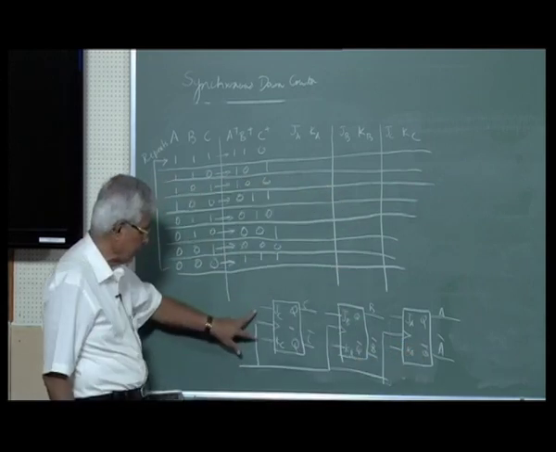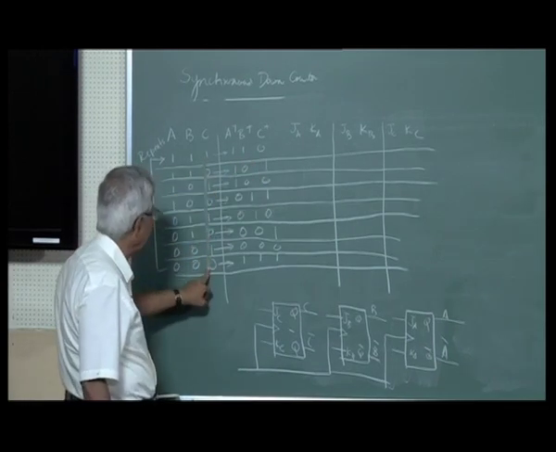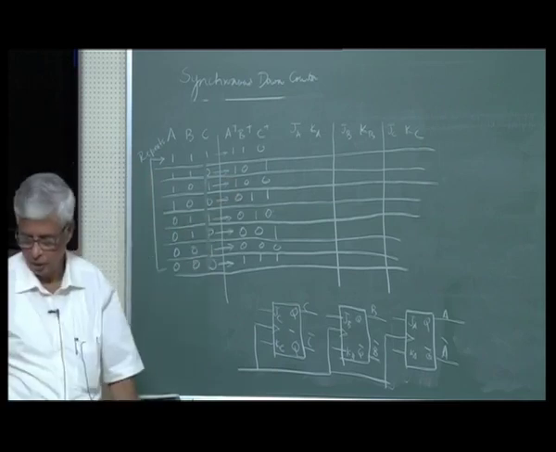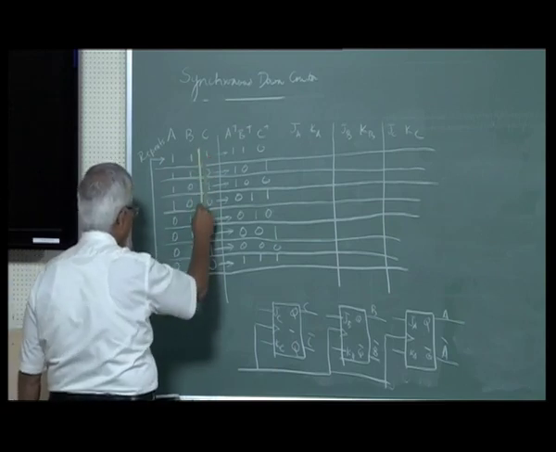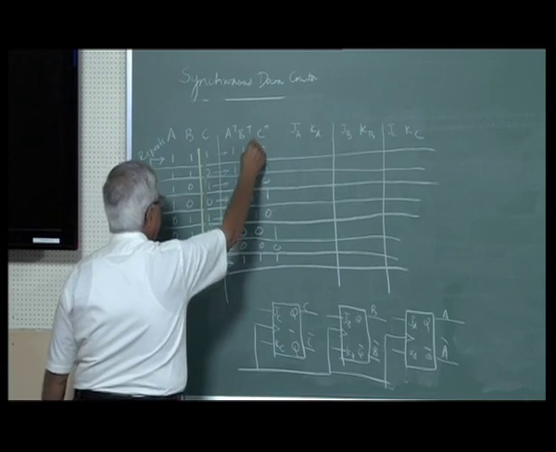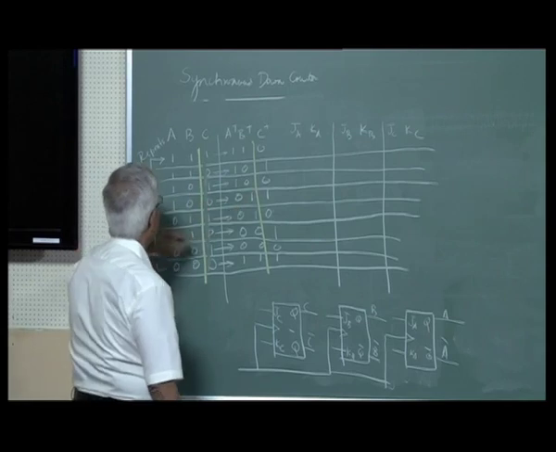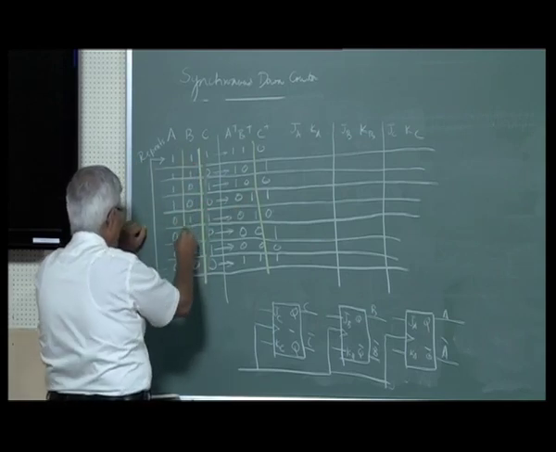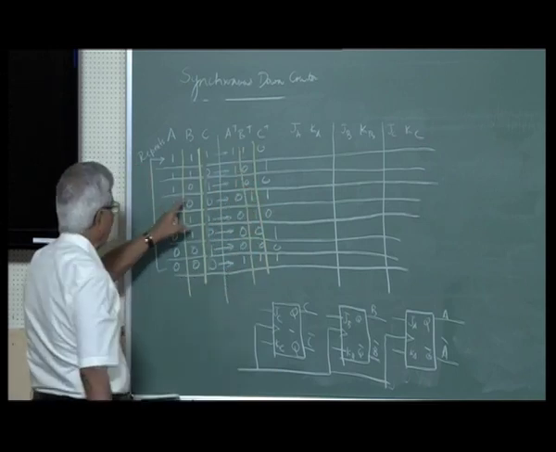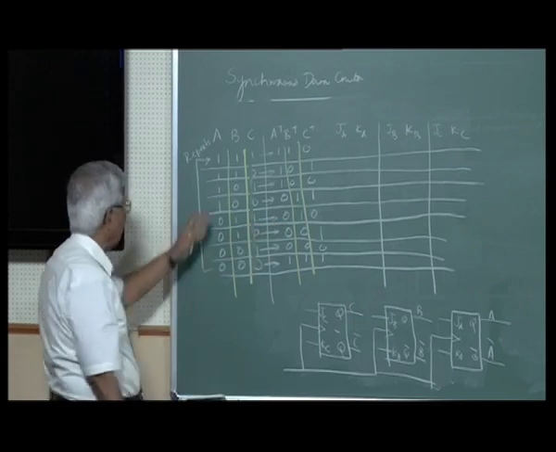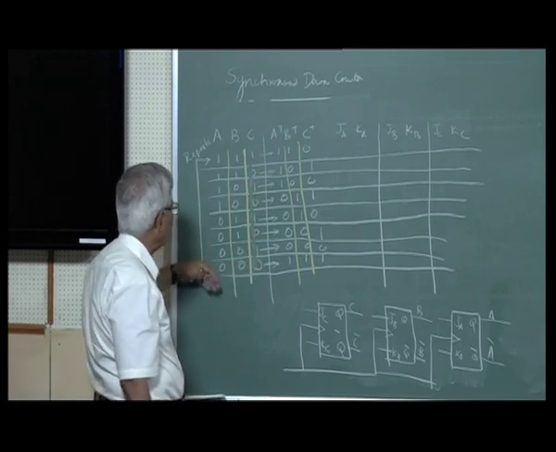what inputs to JC, KC will make C flip flop change from the present state to next state? This is the present state of QC, next state of QC is this. What inputs to JC, KC will make this possible? Similarly, this is the present state of B, this is next state of B. What inputs to JB, KB will make this possible? Finally, this is A, present state, this is A, next state. What inputs to JA and KA will make this possible?